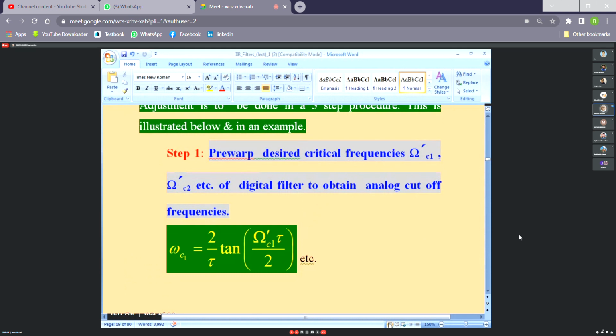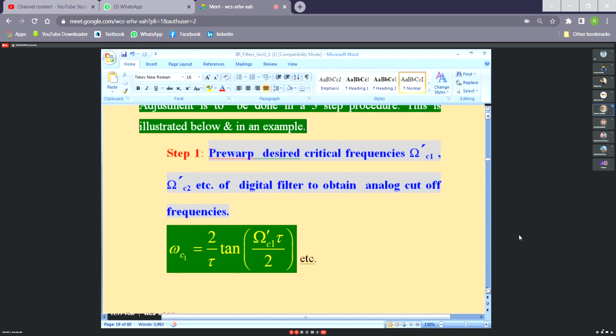The specifications that will be provided to you are the intended specifications for the digital filter that you will ultimately obtain. Remember that. Not of the analog filter. So these are the specifications meant for the ultimate digital filter. In impulse invariant transformation, you consider those critical frequencies as analog filter critical frequencies because you have no other way. You have to do that.